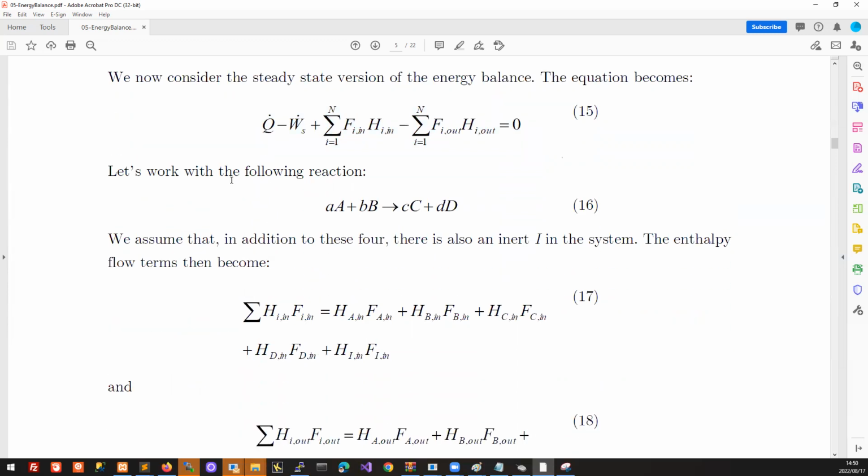So that's good. Now let's see. We still don't see a heat of reaction as yet, and we know that concept exists. So let's see if we start working with a reaction, how that will change. So just to pause there, any questions or comments so far?